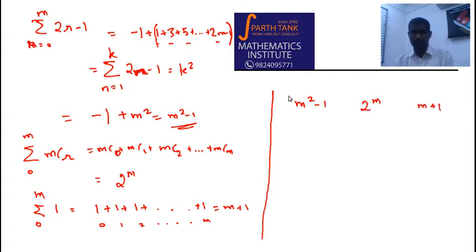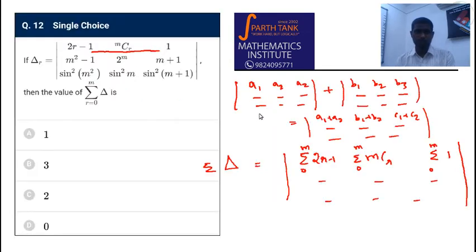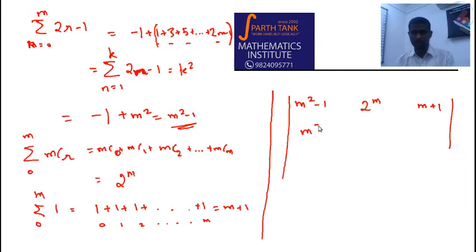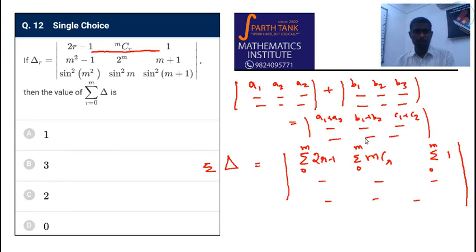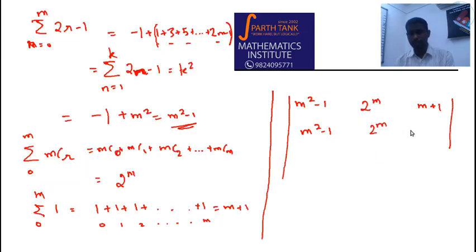Now let us write the other rows of the determinant here. What is the second row? m squared minus 1, 2 raised to m and m plus 1. And the third row is something else.